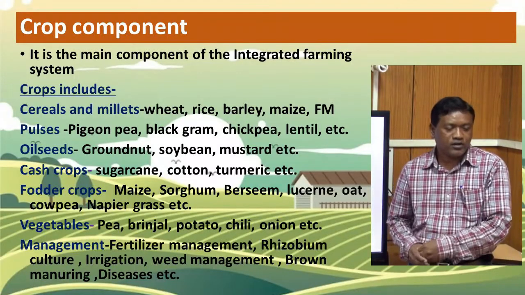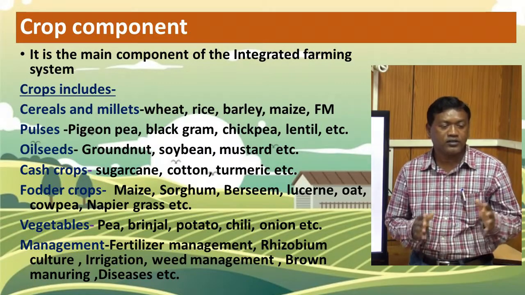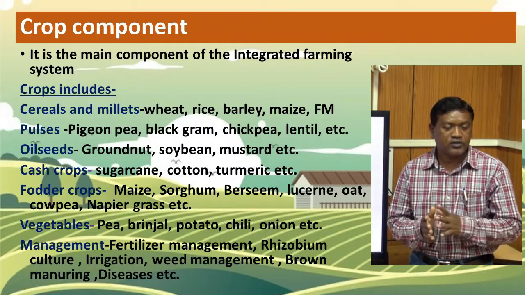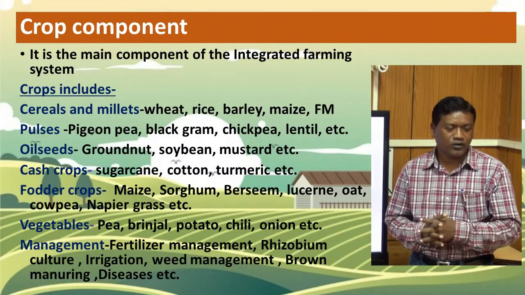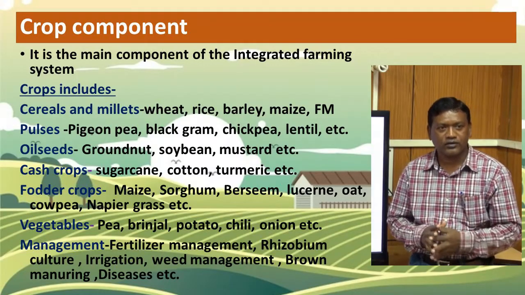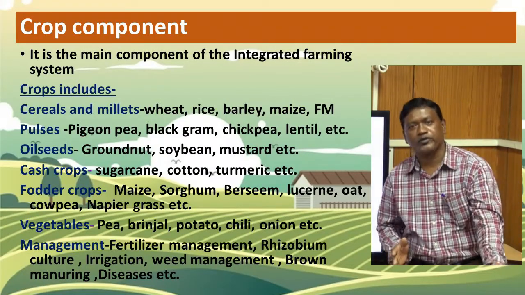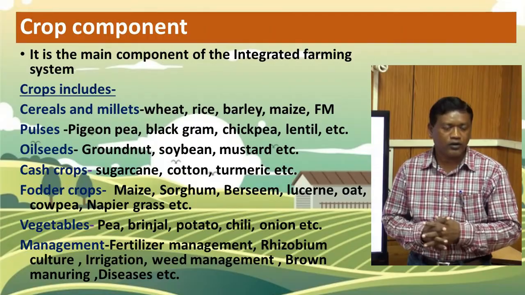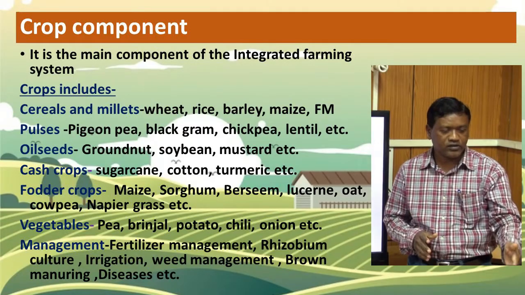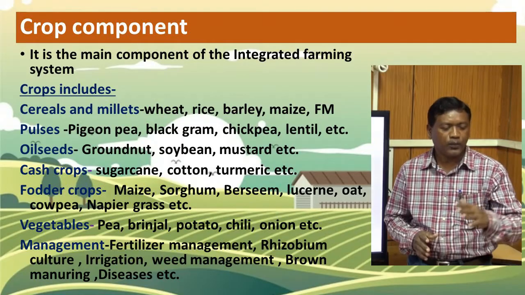These are the crop components. Crop components are very important for running this integrated farming system, because this is the major component. If the cropping system is based on the crop components, and the crop condition is good, the selection of crop is good, then your integrated farming system will run very well. So this crop component is very important. And this includes the cereals, millets, pulse crops, oilseed crops, cash crops, fodder crops, vegetables, and management practices.